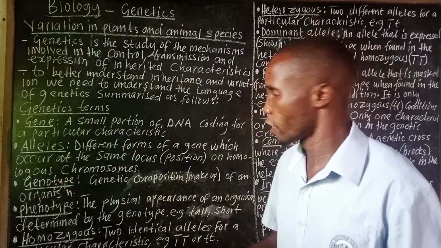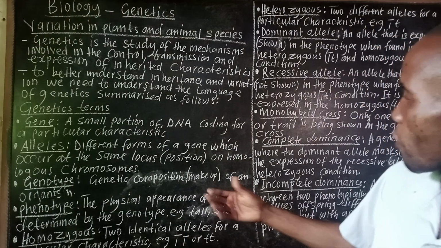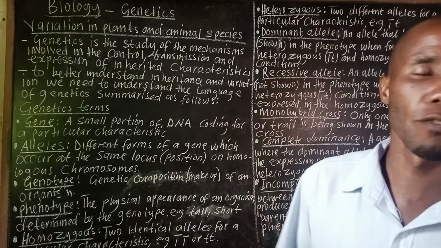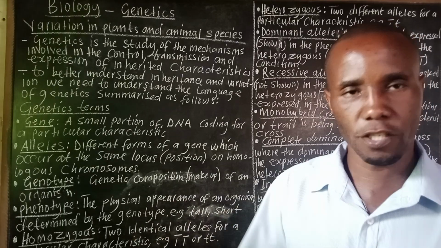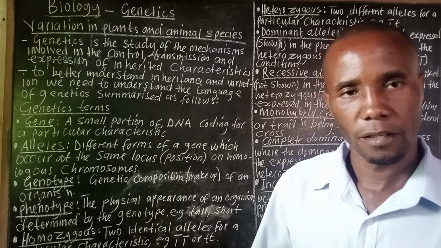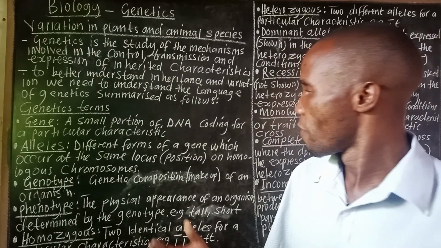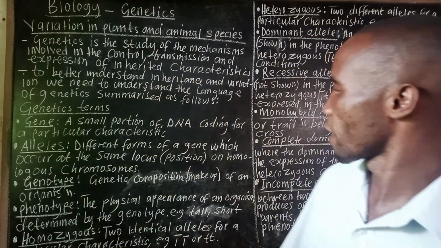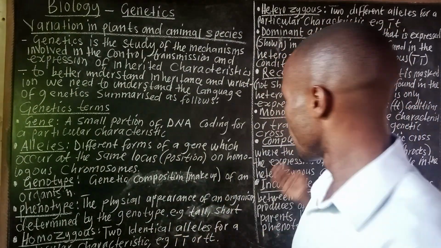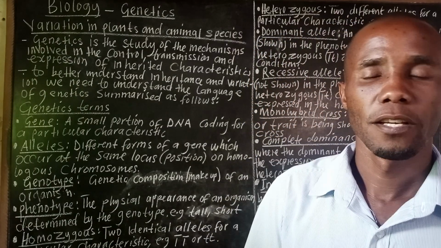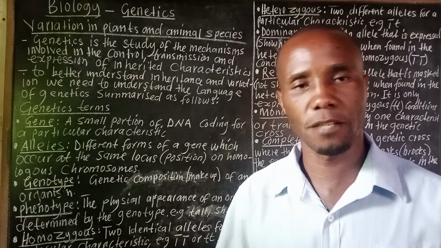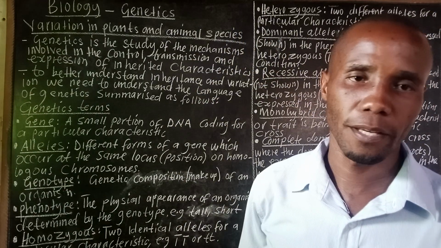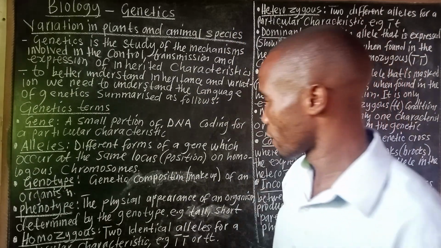Then we go to genotype. Genotype is the genetic composition, the makeup of an organism. That is genotype. Then phenotype. What is phenotype? Phenotype is the physical appearance of an organism determined by the genotype. So if, for example, that particular organism is tall or short, that is phenotype.